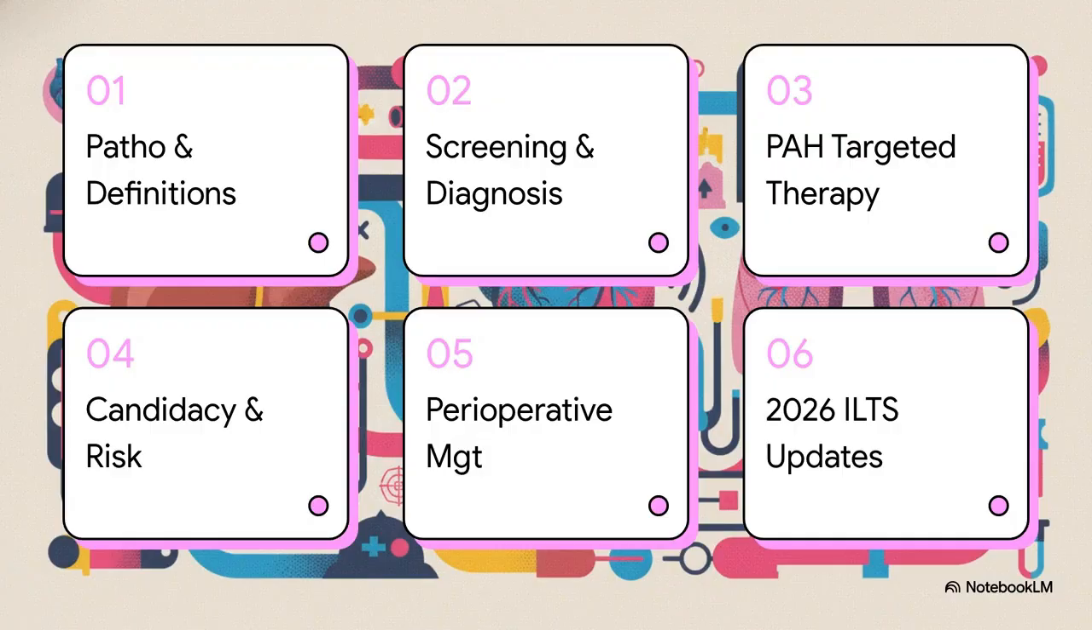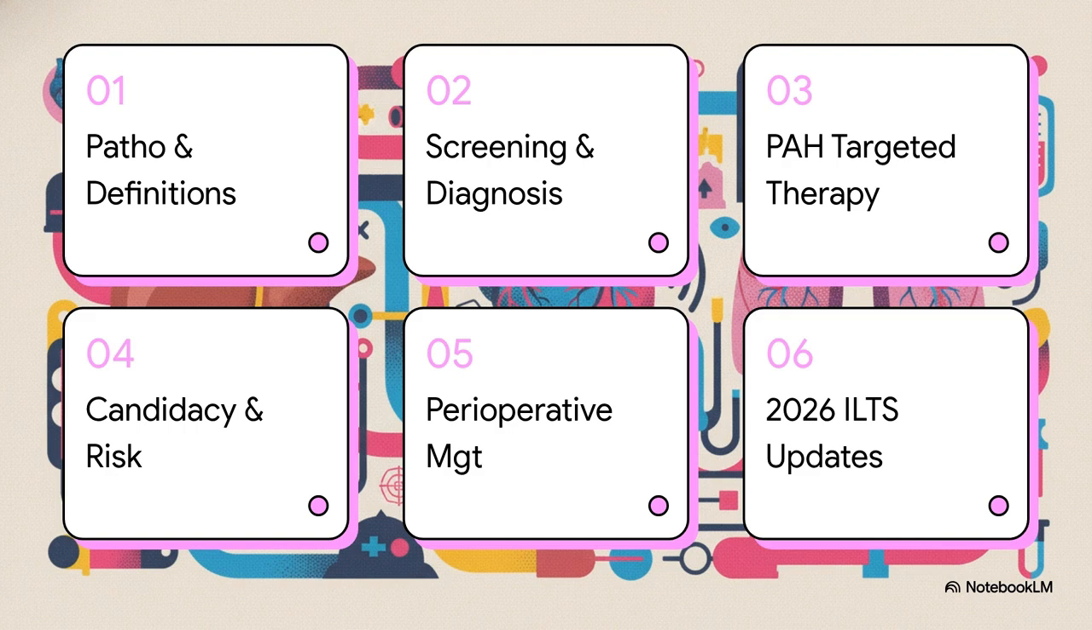Here is our clinical pathway roadmap for today's session. Number 1, patho and updated definitions. Number 2, screening and hemodynamic diagnosis. Number 3, PAH-targeted medical therapy. Number 4, candidacy and risk stratification. Number 5, perioperative and post-LT management. And finally, number 6, the 2026 ILTS guideline updates.